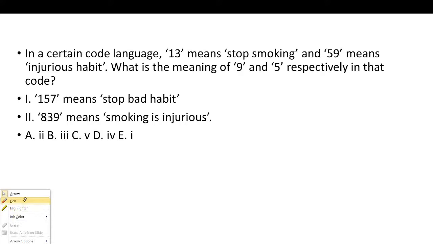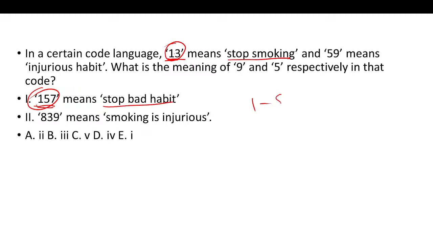Can you answer this question? In a certain code language, 13 means stop smoking. 59 means injurious habit. What is the meaning of 9 and 5 respectively in that code language? Okay, so if you look at this one, 15713. 157 is this one, and 13 means stop smoking. If you observe this, what is the common number in these two? 1 is the common. And what is the common word in these two? Stop. Henceforth, what is the code for 1? Stop.